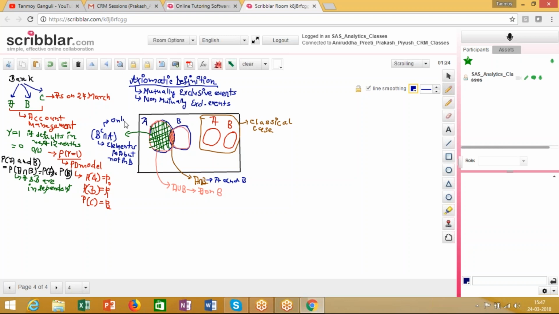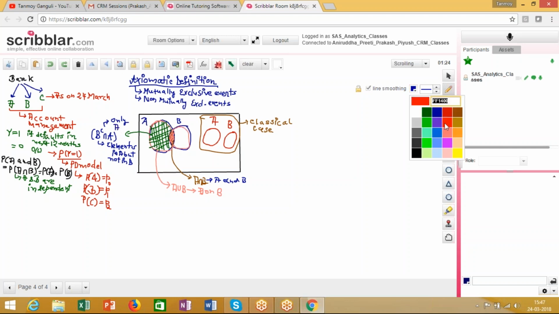So if you want to know only A, when there is an overlap between A and B, you also need to adjust. You are only looking into that part of A which is solely in A but not in B. So this part is called only A.